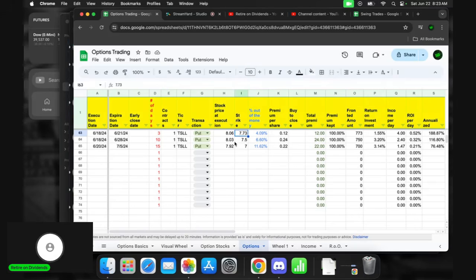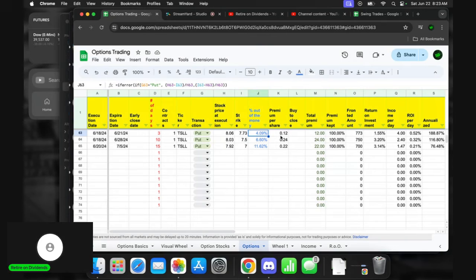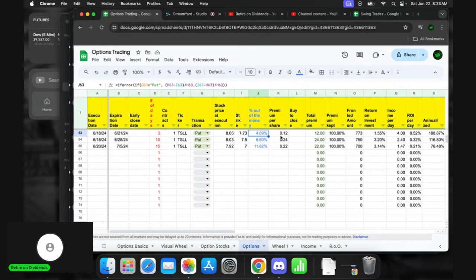I actually sold this put in the money, right? No, I'm sorry. I did go out of the money. I went 4% out of the money, but still, I didn't care if I got assigned because there's supposed to be a dividend payment very soon, right? So I got to look out for that. But I'm okay, right?